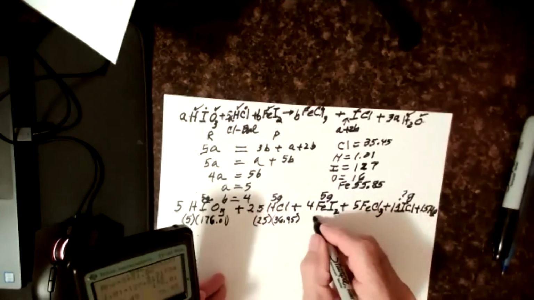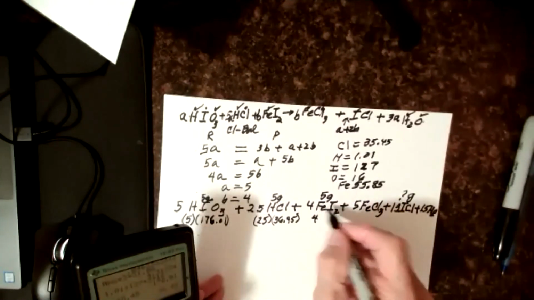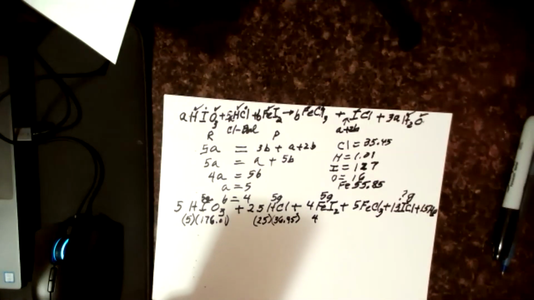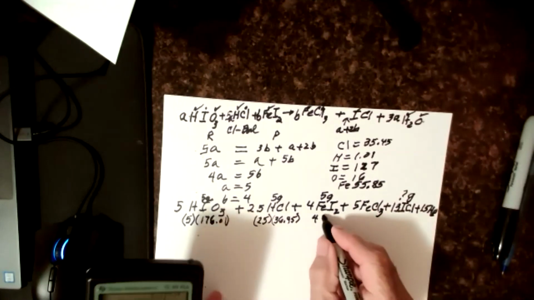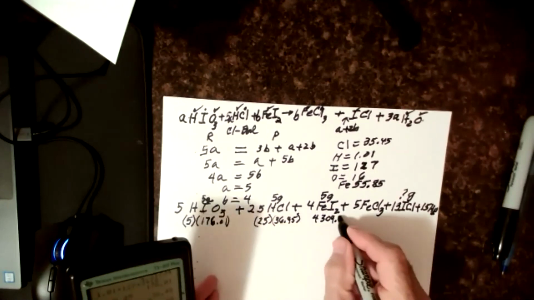And now for FeI2, it's grams, so it's 4 moles of FeI2. Its molar mass is iron, 55.85, plus 2 times 127. That is 309.85.